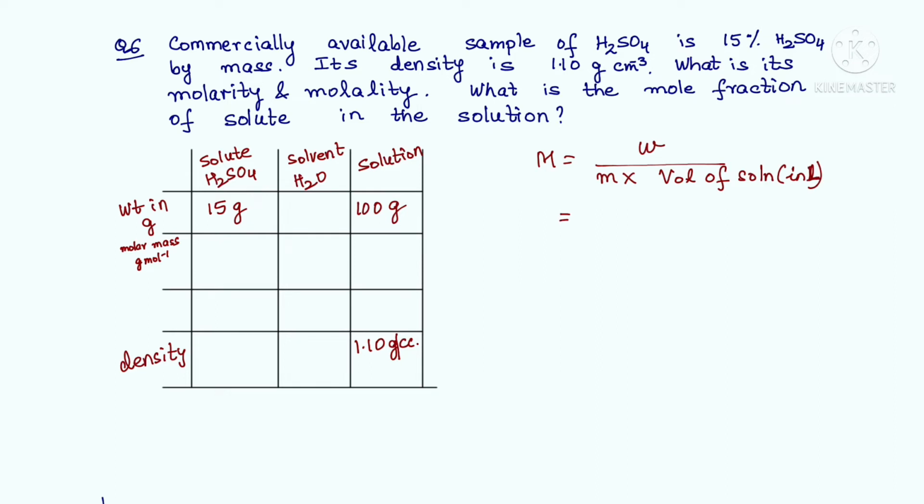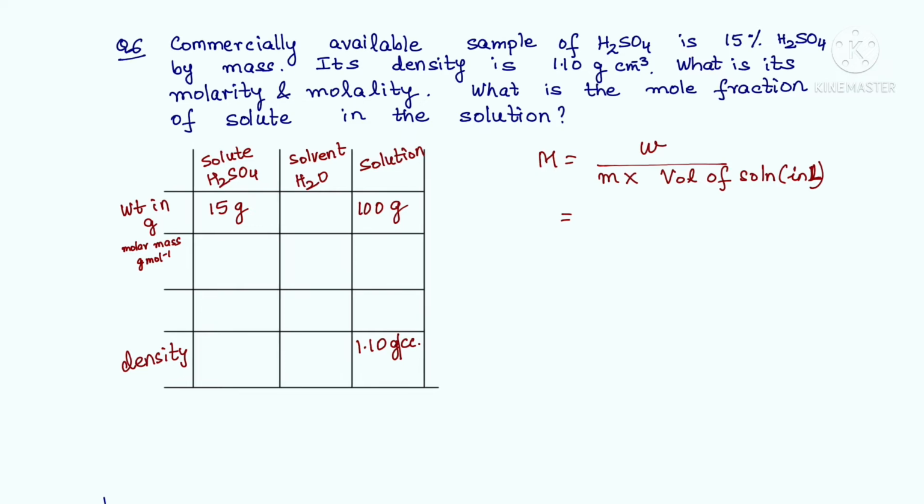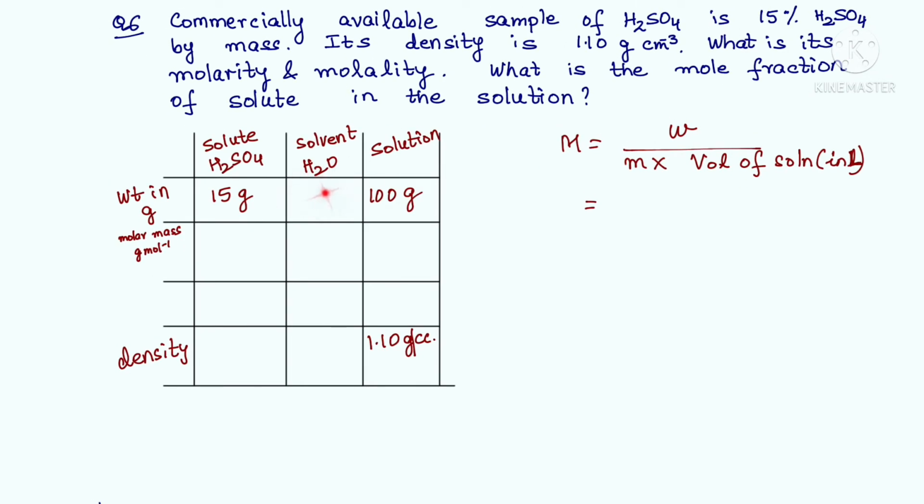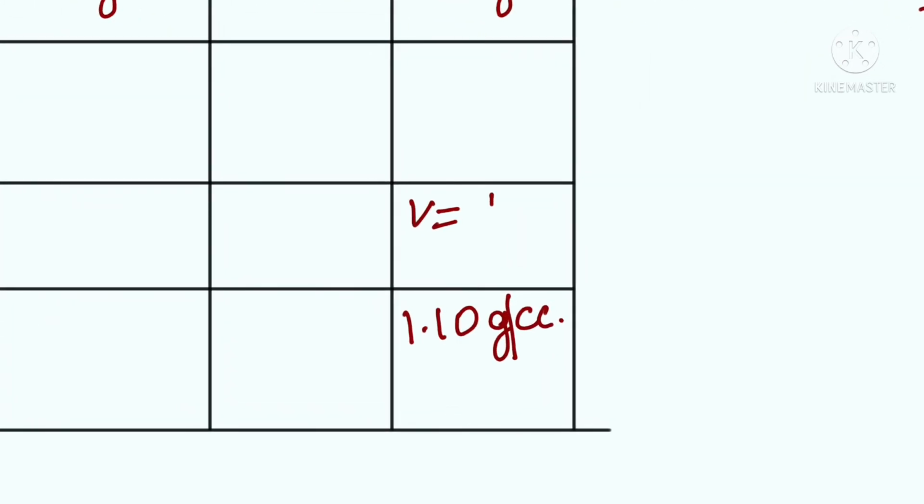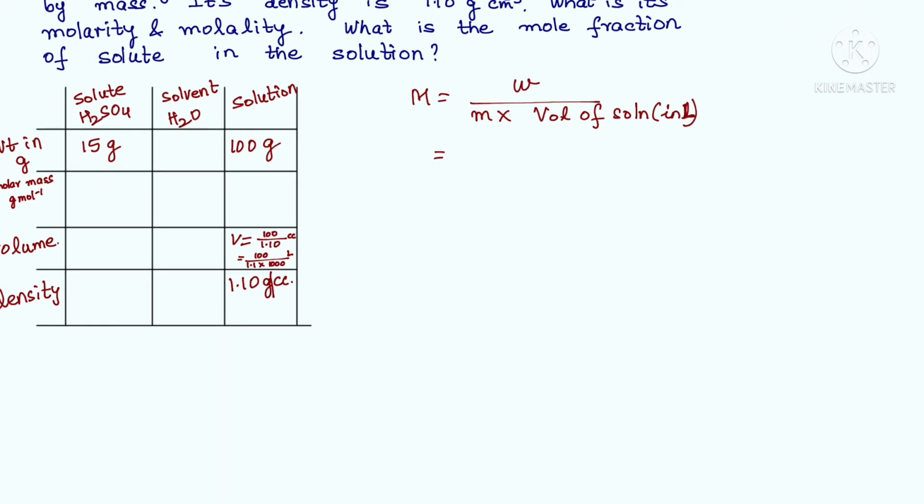We really don't need the mass of the solvent, right? So I can do without this. What about the volume of this solution? You've got the mass of the solution, you've got the density of the solution. So let's put another thing in this column, that is volume. Volume is mass divided by density. So 100 divided by 1.10 cc, and I will divide it by 1000 in order to convert it into liters. Correct? So let's put down the values now.